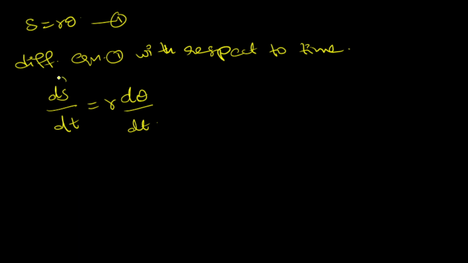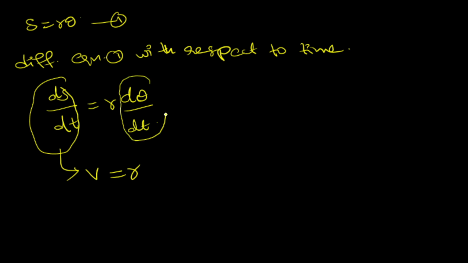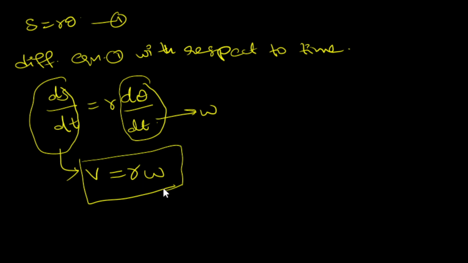Okay, what is ds by dt? ds by dt is the change of displacement with respect to time, right? Which is nothing but velocity. Which is equal to R into what is d theta by dt? I just gave the definition for angular velocity, right? Which is nothing but omega. D theta by dt is omega. This is the derivation for V equals R omega. Okay.